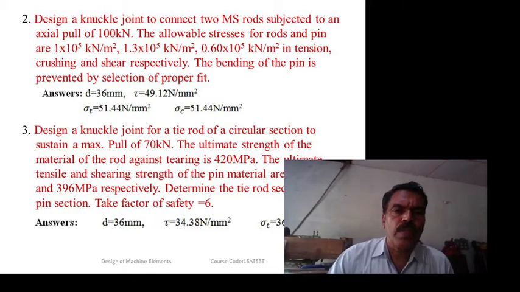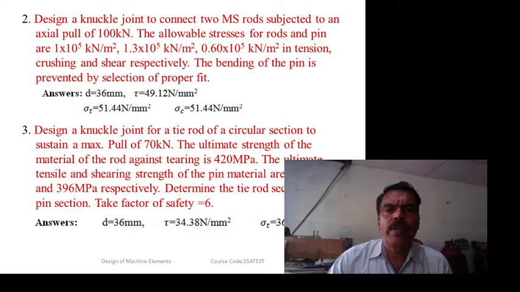Next, 1.3 into 10 raised to 5 kilonewton per meter square, and 0.66 into 10 raised to 5 kilonewton per meter square in tension, crushing and shear stress respectively. The bending of the pin is prevented by selection of the proper fit. Answers are given here, and first take down the data and solve the actual problem. Later on you can compare with my answers that I have given.